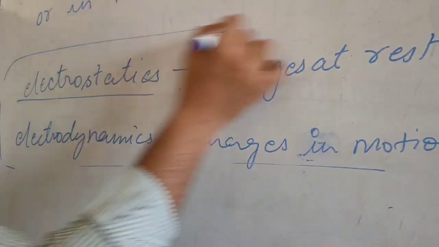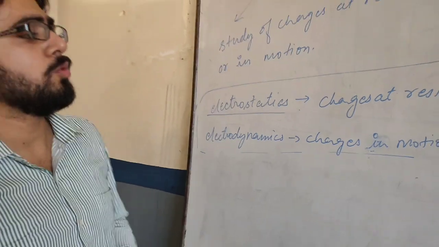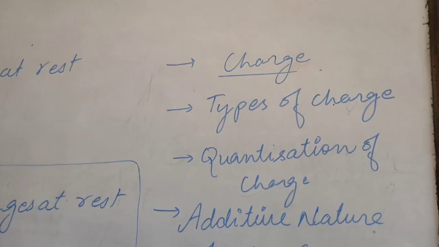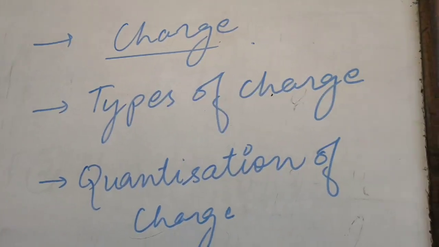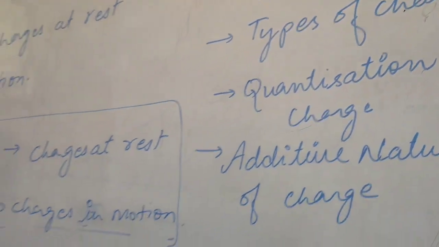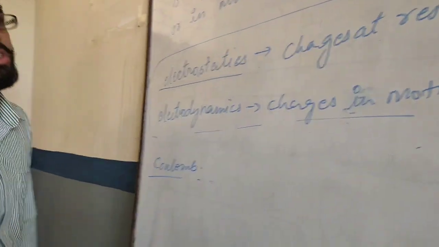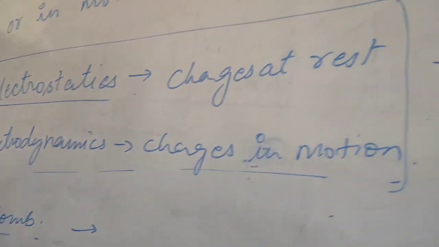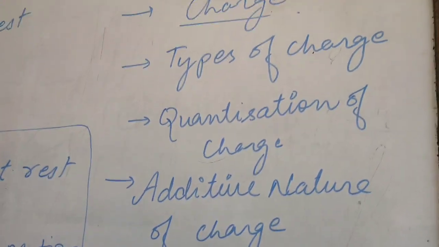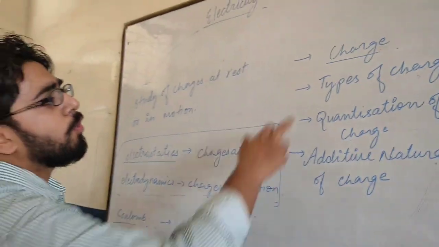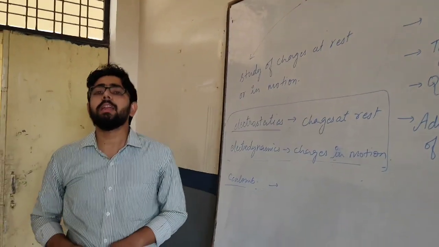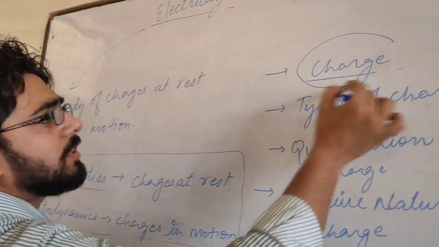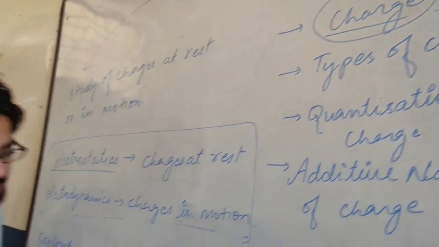Okay, so I have pronounced charge so many times. So first let's see what is charge. Charge is the basic term for this chapter. Its SI unit is coulomb. But what is charge? Charge is the intrinsic characteristic property of any material or fundamental particle which experiences force when kept in an external electric field.